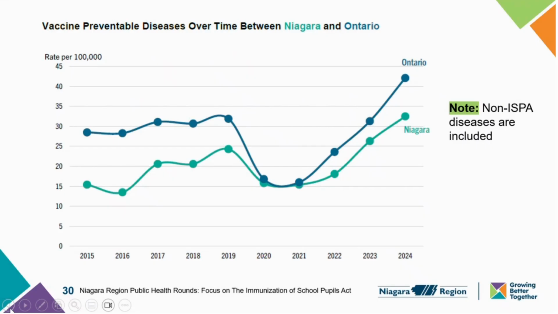If we take a look at vaccine preventable disease rates in Niagara, so we're looking at the teal line, which represents Niagara region, and then just to note that these rates include diseases that are beyond those 9 that are required by ISPA. But overall, we see a steady upward trend since 2021, and we see a similar trend at the provincial level. We can see that Niagara also has slightly lower rates of vaccine preventable diseases compared to the provincial average.